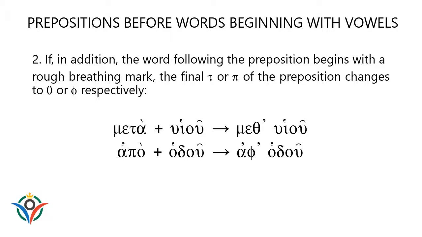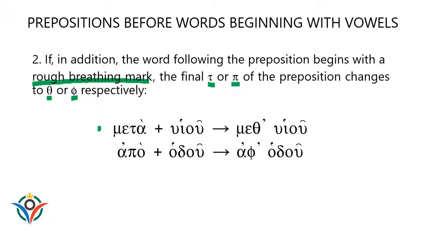There is a second variation to be aware of, and let's go through that together. If, in addition, the word following the preposition begins with a rough breathing mark, the final tau or pi of the preposition changes to a theta or a phi, respectively. So let's have a look at the two examples here. First one is meta plus huiou equals meth' huiou.